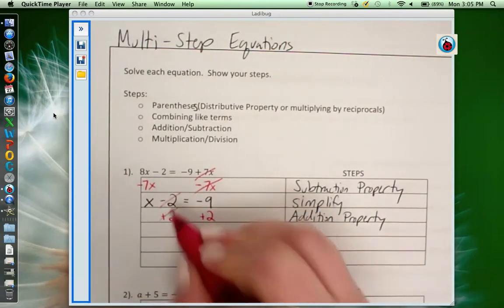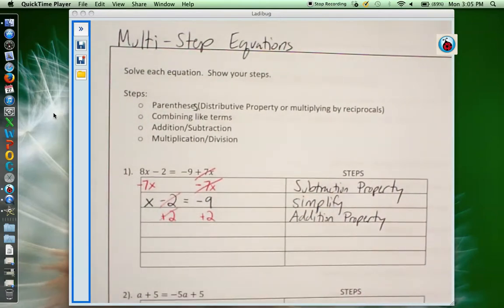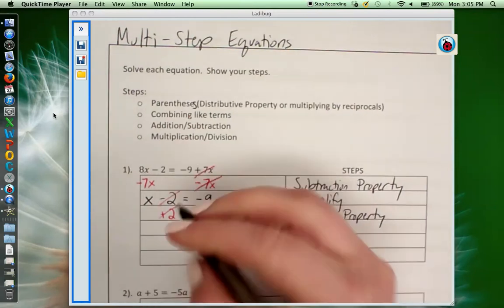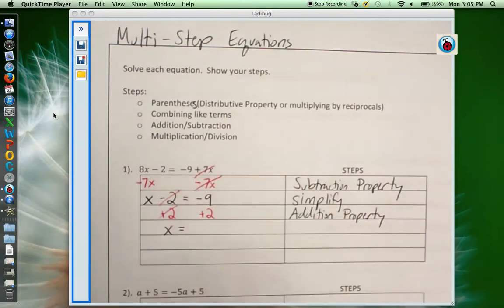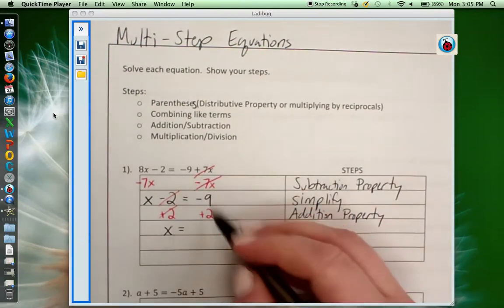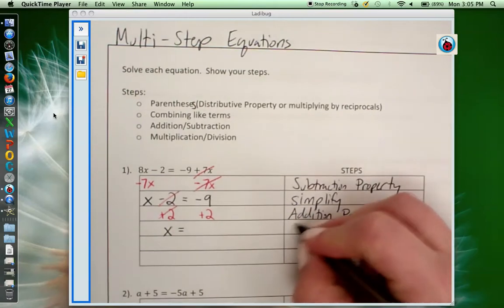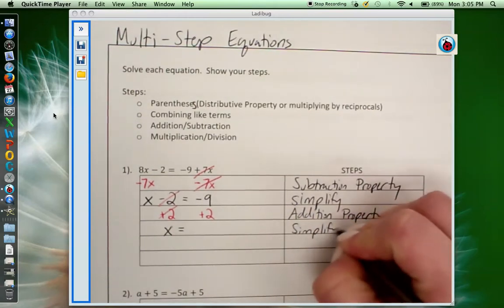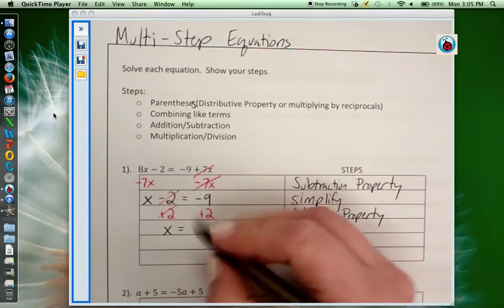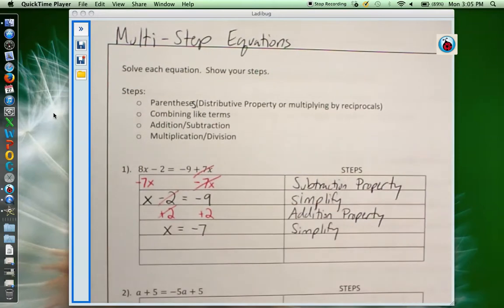-2 plus 2 cancels each other out. So I have x all alone on the left-hand side of the equal sign. The right side I can simplify, so I'll write down my step is simplify. -9 plus 2 is -7. I now have x by itself equaling some number. So there's my answer, x equals -7.